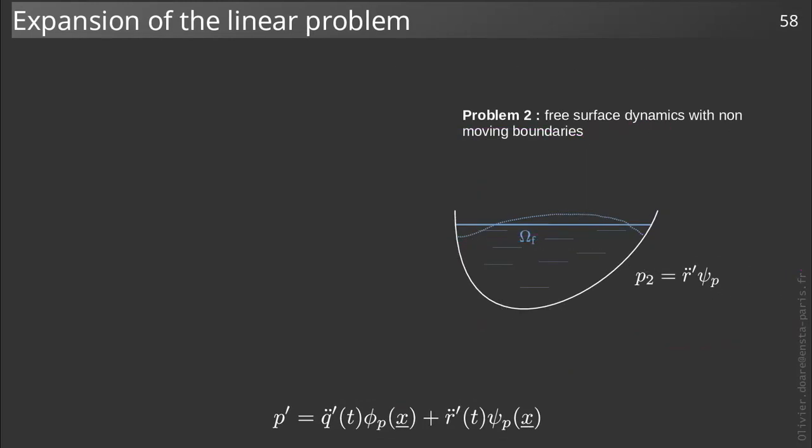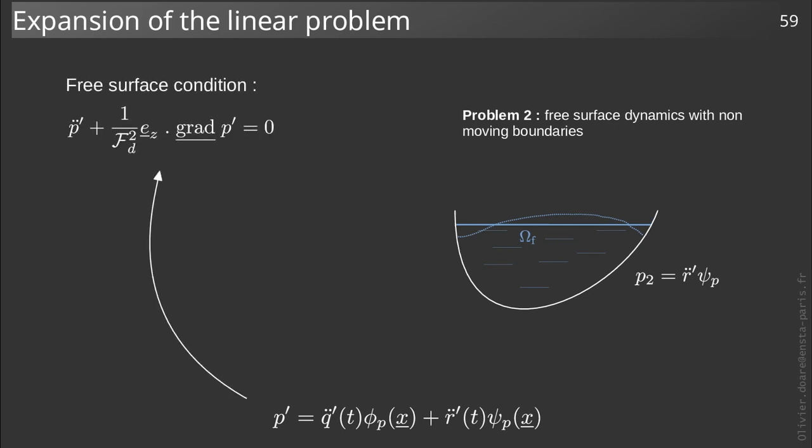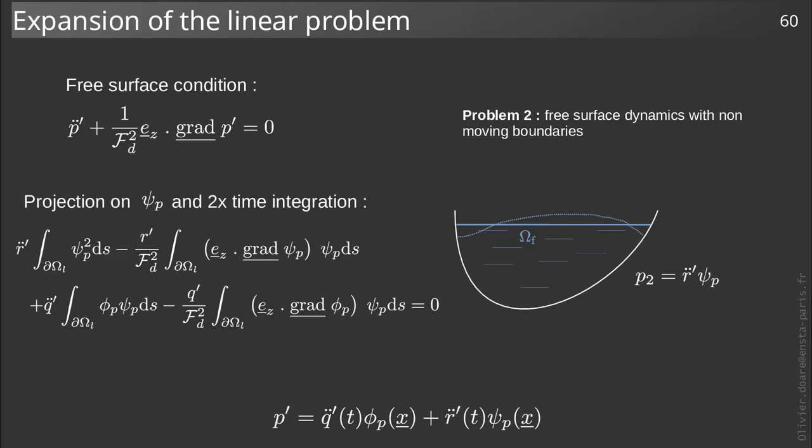Let us return to the total pressure of our problem and see how it influences the dynamics of the free surface. Let us introduce this pressure in a dynamic equation of the free surface and project this equation on the pressure mode psi p. After integration twice in time, we obtain an oscillator equation for the amplitude r with two additional forces due to the dynamics of the fluid driven by the oscillations of the structure. They are proportional to Q prime dot dot and Q prime.